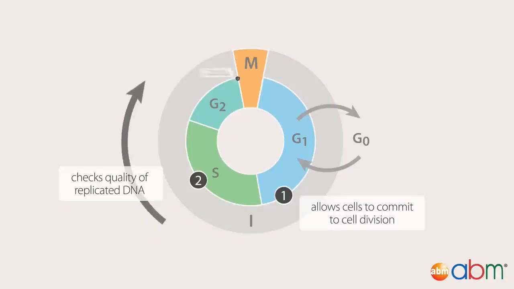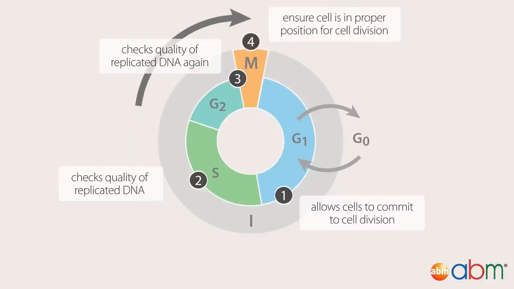The third checkpoint is after G2, and its purpose is, again, to ensure that DNA has been replicated completely and is undamaged. Finally, there are several checkpoints within mitosis to ensure that the cell is in a proper position to complete cell division.